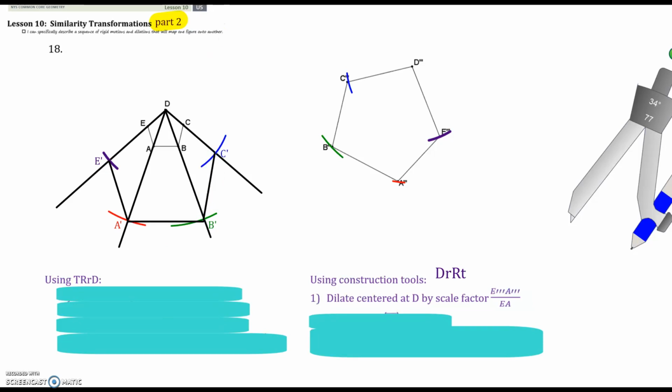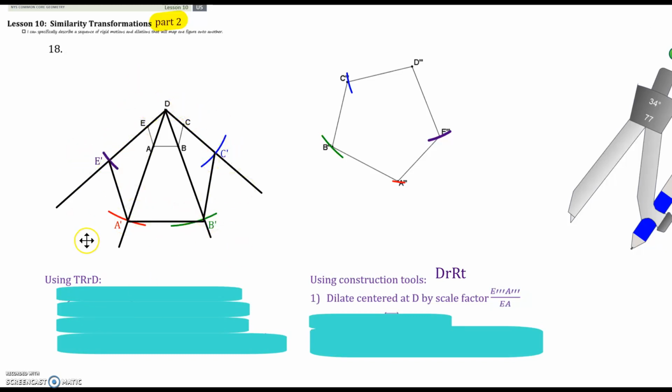Now if we check our orientation, we can see whether or not there's a reflection or a rotation. And we're going to do the reflection first if there is one. So if I look at the orientation, A, B, C, D, E, I'm going in a clockwise direction. And on this one over here, A, B prime, C prime, D prime, E prime, I'm going counterclockwise. So there is a reflection.